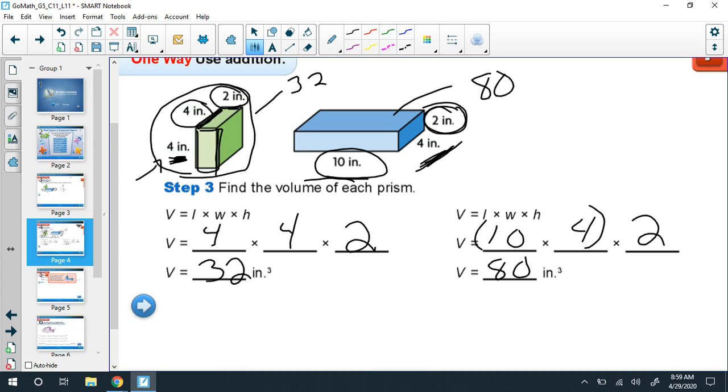All we're going to do is take those two pieces and add them together to find the volume of the composed figure. So 0 plus 2 is 2. 8 plus 3 is 11. And so the answer to this one is 112 cubic inches. So one way is to break it apart and to use addition.